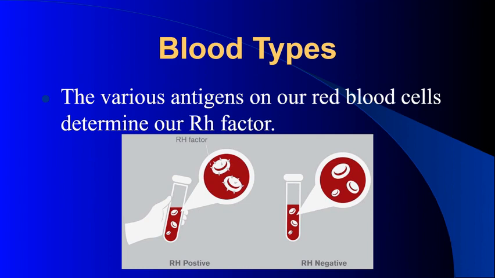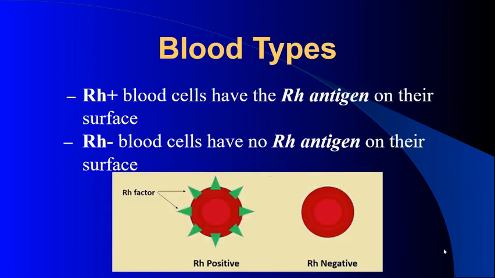The various antigens on our red blood cells determine our Rh factor. So if you are Rh positive, it means you've got those antigens. If you're Rh negative, your blood cells do not have that antigen. So Rh positive blood cells have the Rh antigen on their surface. Rh negative blood cells have no Rh antigen on their surface.